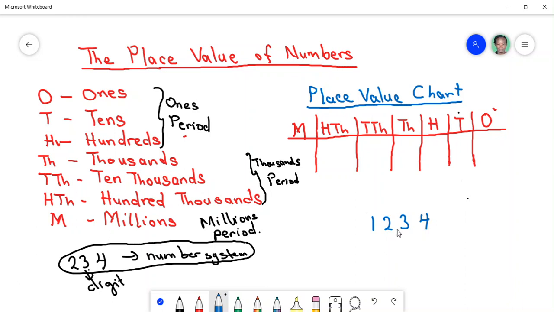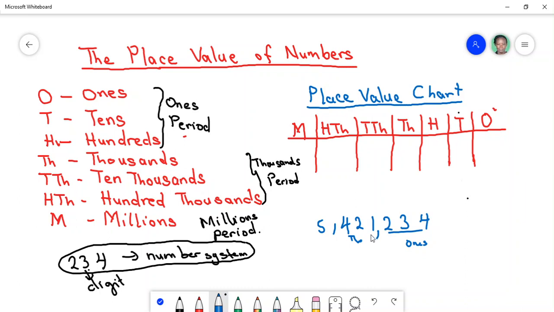So we count 1, 2, 3. This is one period, or one group. From the right, you count 1, 2, 3, and we say you have the ones period. If I count another 1, 2, 3, I have what? My thousands period. So this is my ones period, then the thousands period, then you move to the millions period. So this is the periods we have.